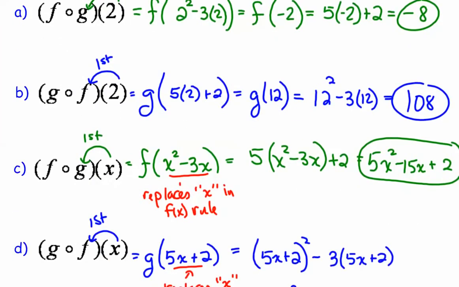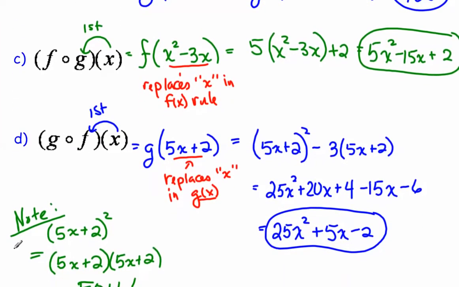And again, if we reverse the order, it's going to make a difference. So g of f of x is equal to g of 5x plus 2, because that's what f of x is. Now I'm going to take this and put it into g's rule, which said take your x and square it. So we're going to take our 5x plus 2 and square it, minus 3 times whatever you've got here, so minus 3 times the 5x plus 2.